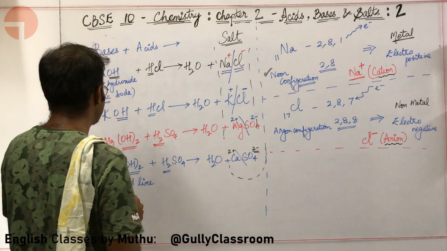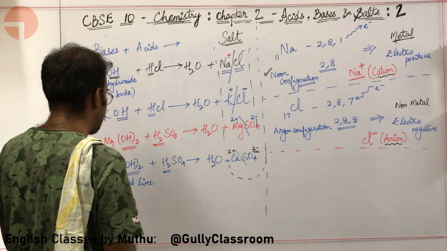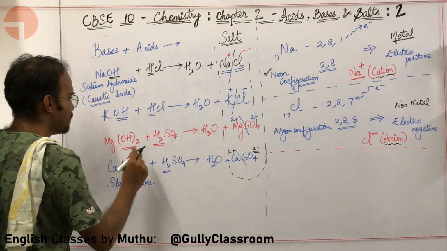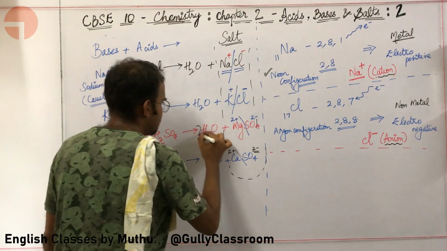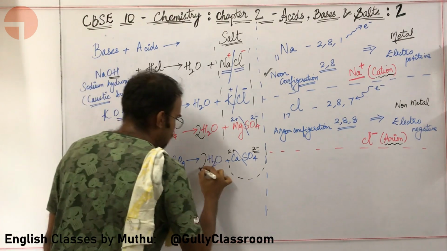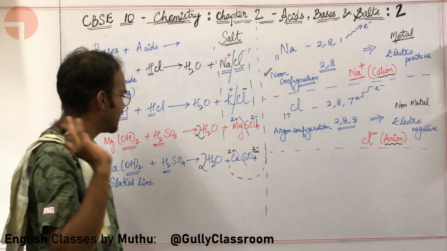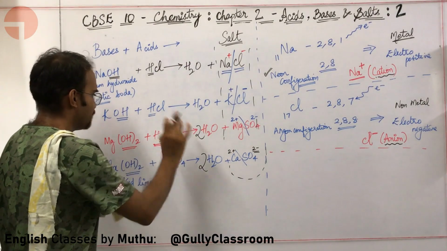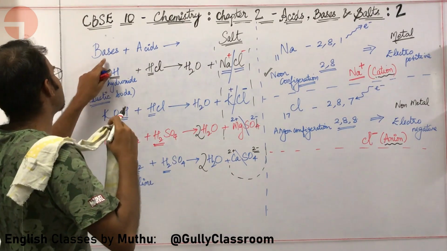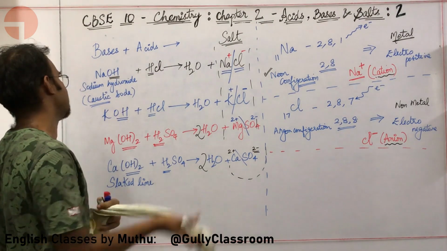Here, let us check whether the equation is balanced. The number of hydrogen is 2 on one side and 4 on the other. So here I will put a 2, and here also I will put a 2. So the equation is balanced. That's basically acids and bases.